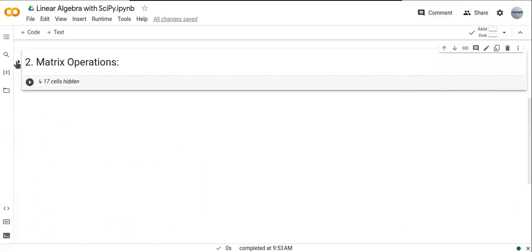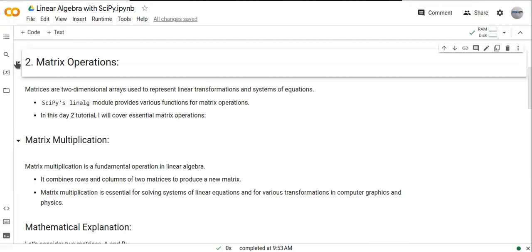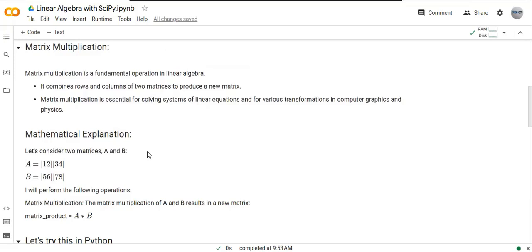As you know, matrices are two-dimensional arrays used to represent linear transformations and systems of equations, and we can implement matrices as two-dimensional arrays using the SciPy linalg module, which provides various functions for matrix operations. In this tutorial, I will cover essential matrix operations. The first one is matrix multiplication.